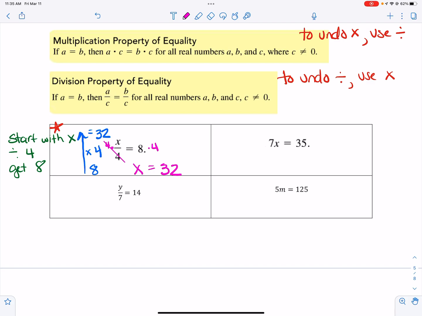So this one says take 7, multiply it by a number, and you get 35. I know you know that that is 5, but this is what it's going to look like. We're going to divide by 7. And so 7 divided by 7 is x, and 35 divided by 7 is 5.